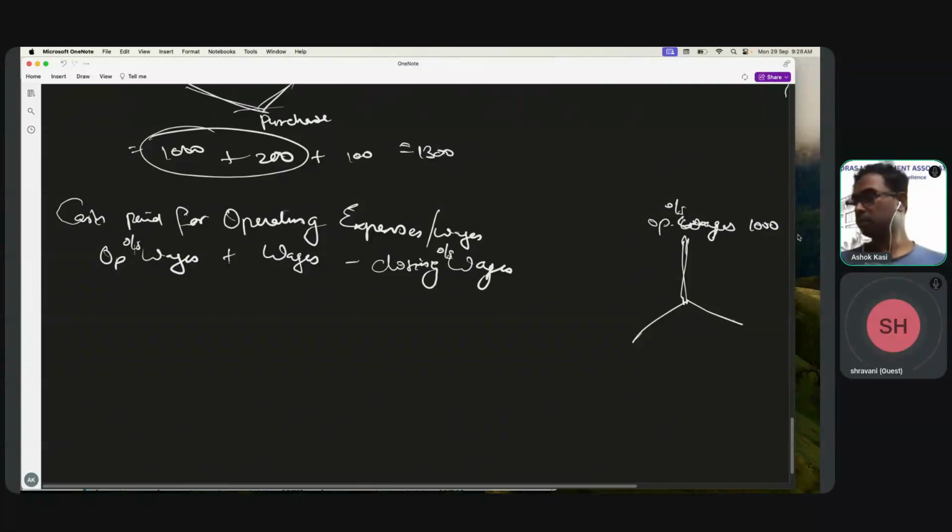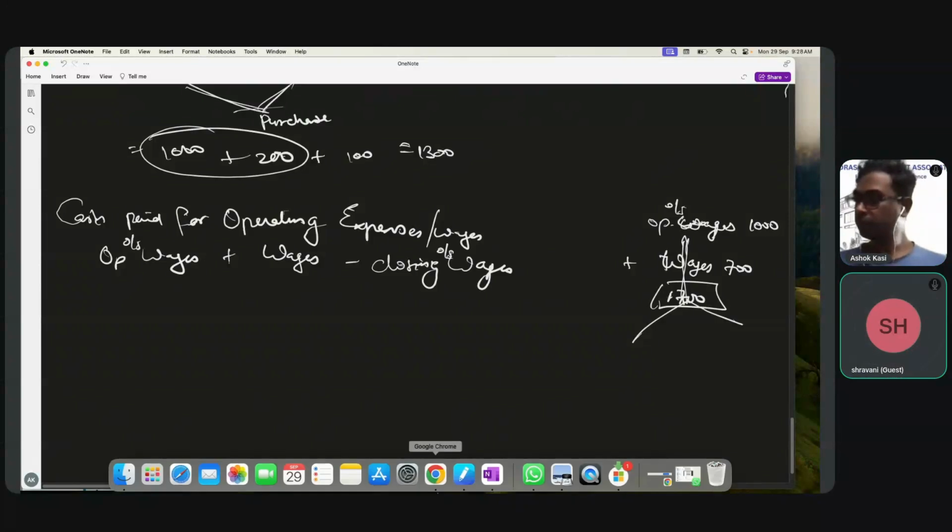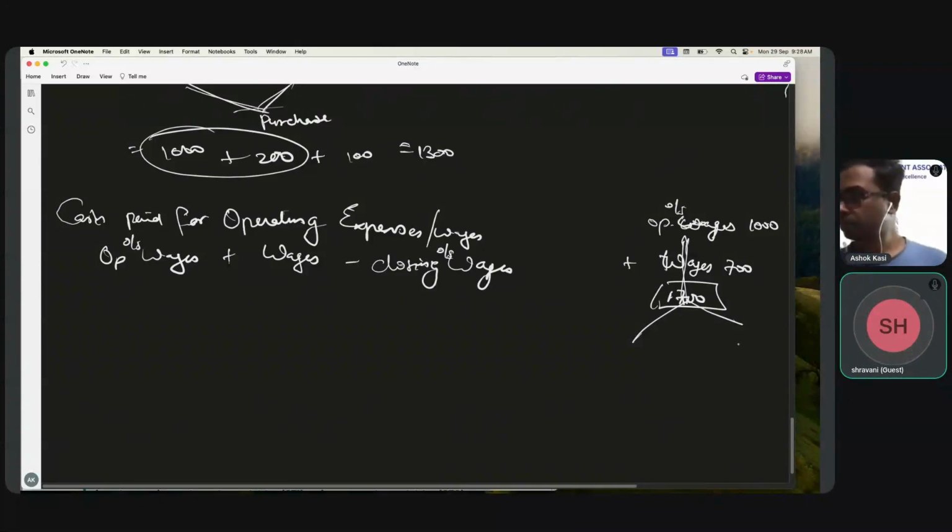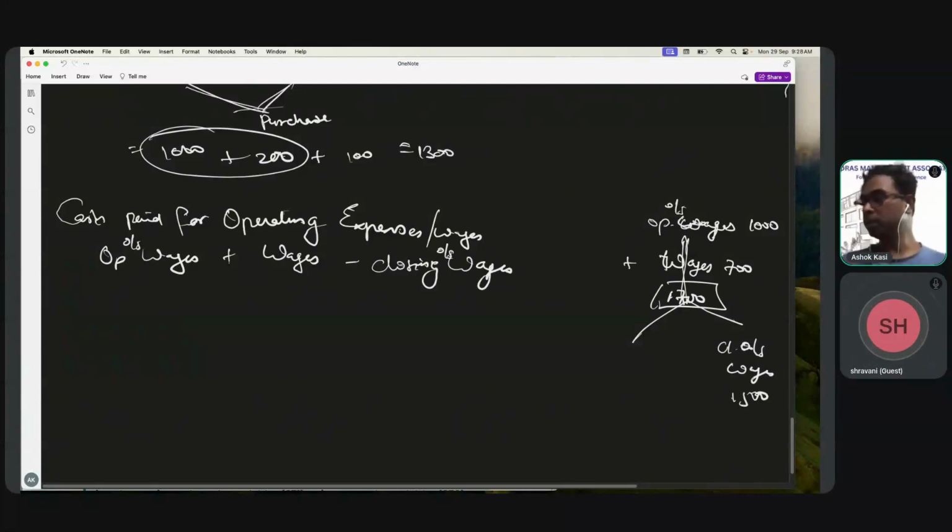1000 rupees. Then this year wages is 700. This is this year. So total wages will be what? 1700. Now the closing outstanding wages is 1500. So what does that mean? What happened to the remaining 200? Initially 1000, then this year accumulated 700. So total 1700. But closing wages I'm showing only 1500. What must have happened to the remaining 200?